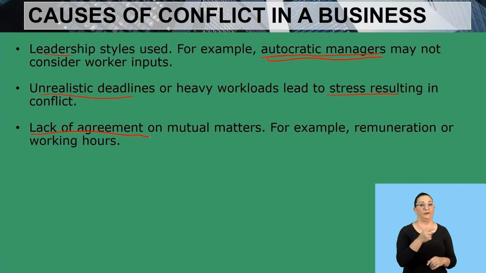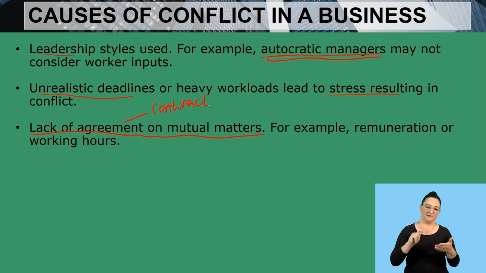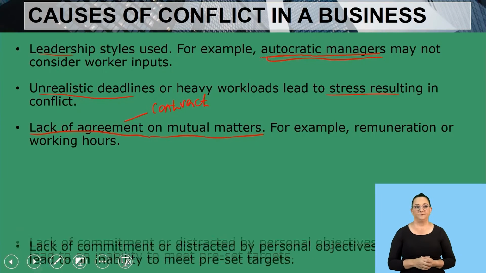Conflict. Thirdly, lack of agreement on mutual matters. For example, remuneration or working hours. So there should be an agreement. Where do we agree? On the contract. When we sign the contract, there's going to be a mutual agreement. Mutual agreement meaning what? The employer and the employee need to agree on the number of hours that they're going to work. If it's 45 hours, 8 hours per day or 9 hours per day, that needs to be agreed upon and we need to stick to that. Failure to do so will cause conflict if there's lack of agreement.